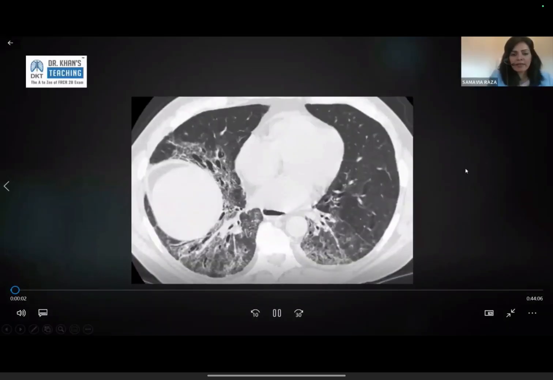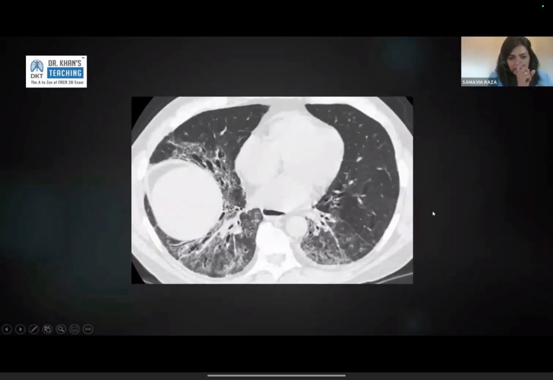This scan, give it a go. I would like you guys to define what the abnormality is and give it a pattern, and we'll go from there. 30 seconds starting now.